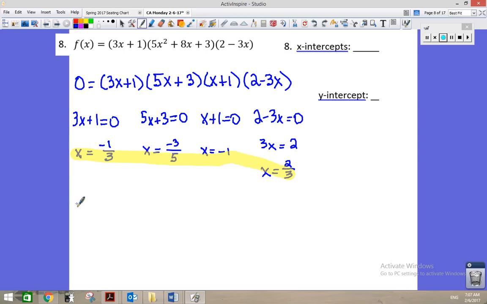For the y-intercept, we let x be 0. So in this first factor, we just have 1. In the second factor, we have 3, because the x's are 0, right? And then this is 2. So this y-intercept is 6.